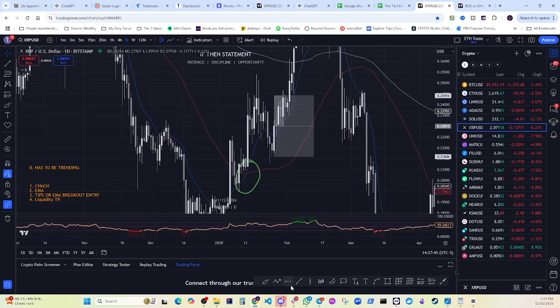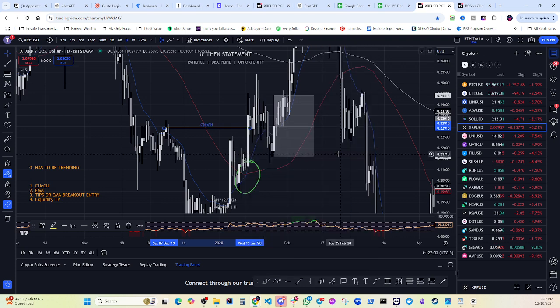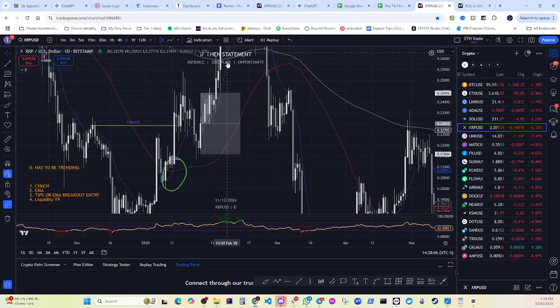So let's look at this. This is a strong high because it broke that previous low. Anyways, boom, that's the change of character. We need that. We need the 13 EMA cross, which is right there. Boom. Okay, and then the breakout entry. Boom. Make sense? Cool.